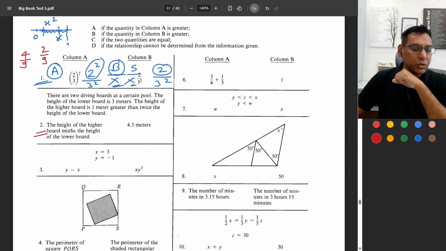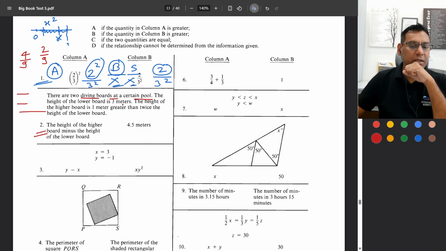Let's move to question 2. Okay, there is some scenario here. There are two diving boards at a certain pool. Okay, so let's say this is the water level, pool level. There are two diving boards, one here and one here. All right. The height of the lower board is 3 meters.